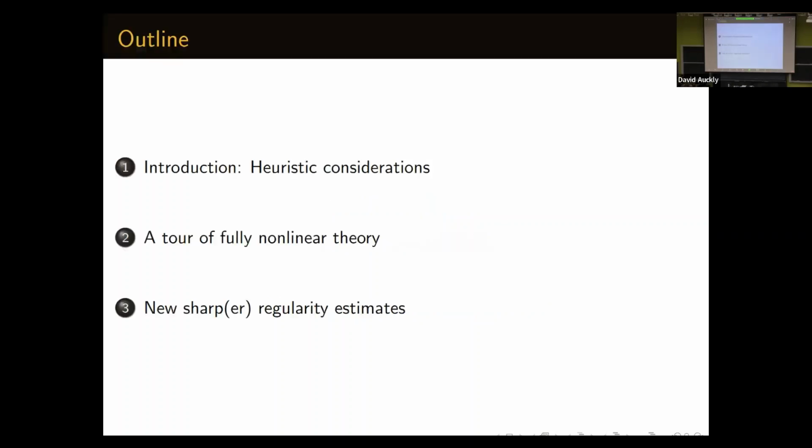So we start with the outline of the presentation. My goal is to publicize regularity theory, so I do not hope to be too technical. I'm going to start with some heuristic considerations of the theory, then give you a quick tour of the fully nonlinear theory, and then present sharper regularity estimates of the past few years.